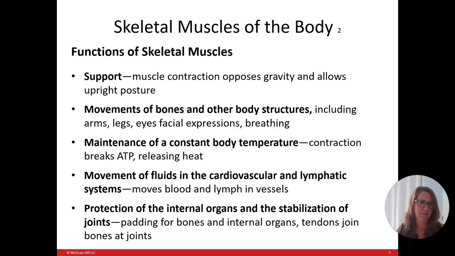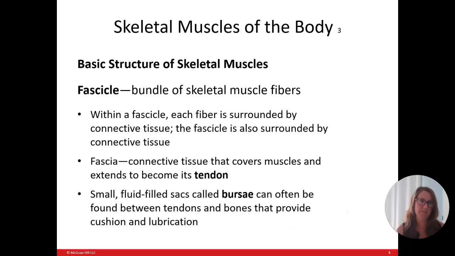Stabilization of joints. So yeah, if our muscles are deconditioned, then we're not really going to be stabilizing those joints, so we use them in ways to compensate for that and end up hurting ourselves.